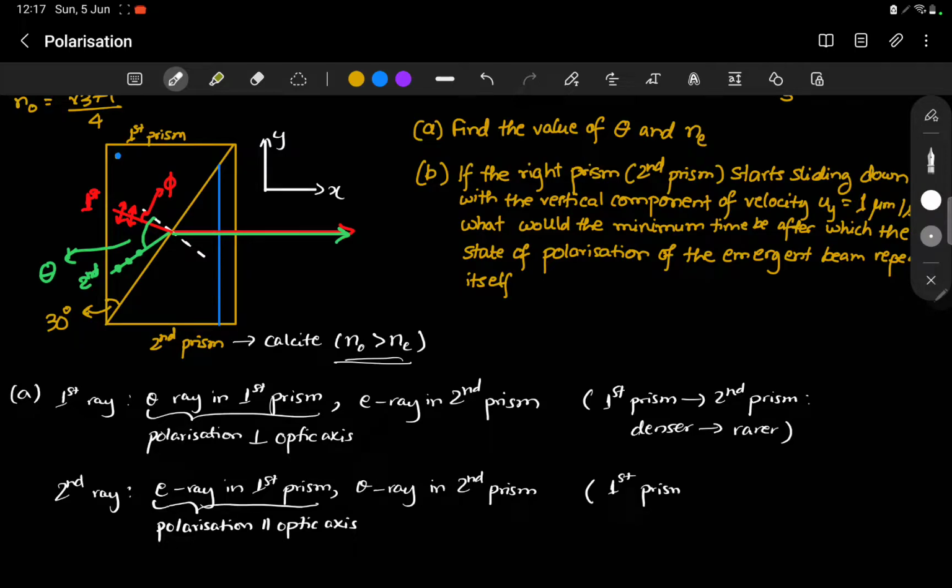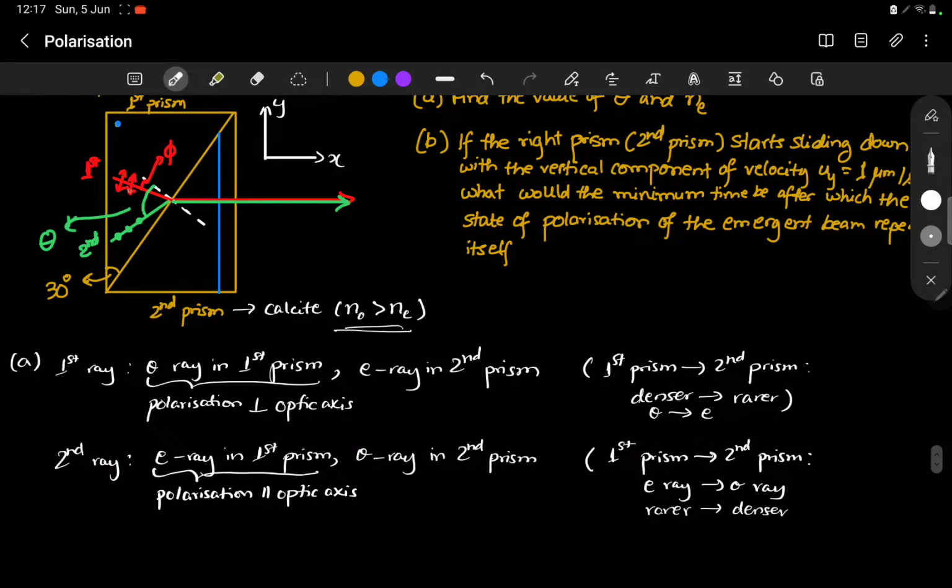So for this case, this is like an E ray going to an O ray, and NE is less than NO, so it is as if it is rarer to denser. Here this is an O ray becoming an E ray, so it is as if it is going from denser to rarer. So the diagram that we have drawn clearly shows which one is bending towards the normal and which one is bending away from the normal.